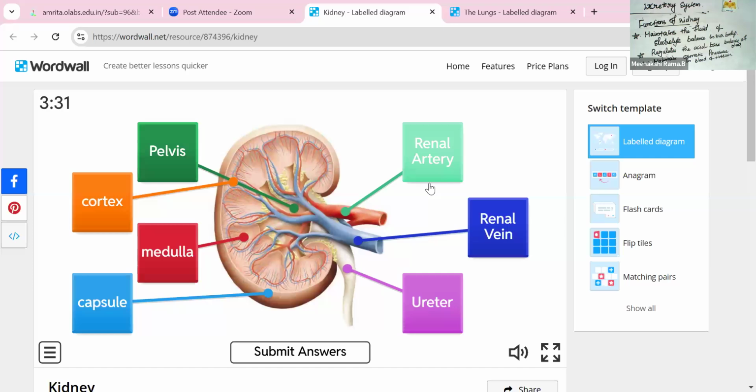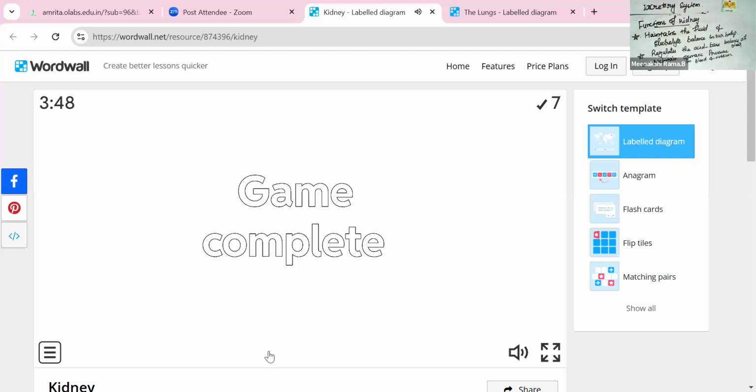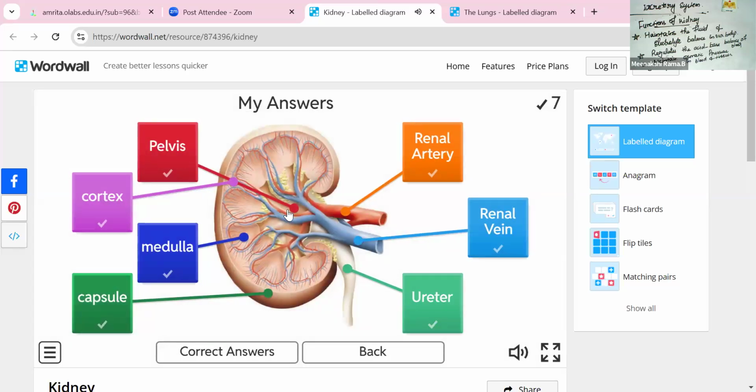So this is the right structure of our human body kidney. Okay, yeah. Shall we submit the answer? Yes, all the parts are correct. Okay, so this is the right answer for that diagram. So the correct answer, this is pelvis part, cortex part, medulla. Outer covering: the kidney is covered with the capsule, renal artery, renal vein, the ureter tube. Okay.